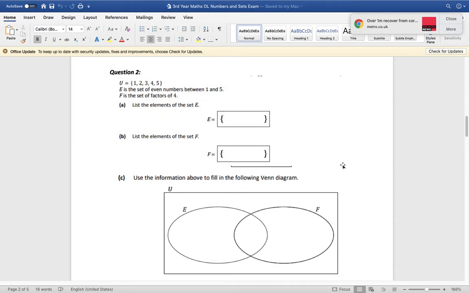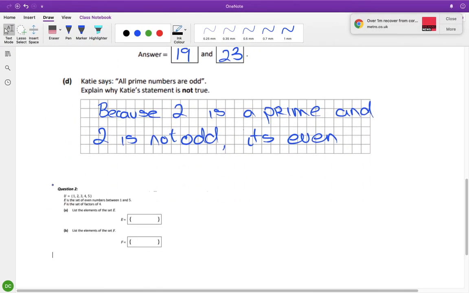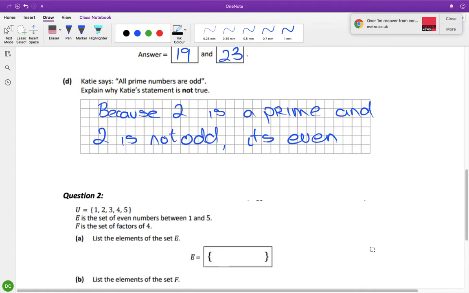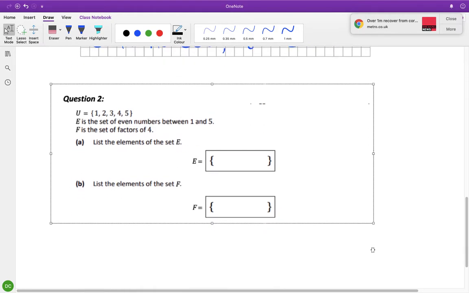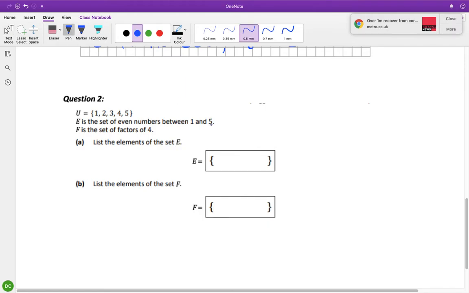Okay, so we'll jump into question 2. The universal set here is 1, 2, 3, 4, 5. E is the set of even numbers between 1 and 5, so that there is 2, 3, 4. F is the factors of 4. So the factors of 4: 1 by 4 is 4, 2 by 2, and then the 4. Oh, sorry, doing the answer in the wrong place.